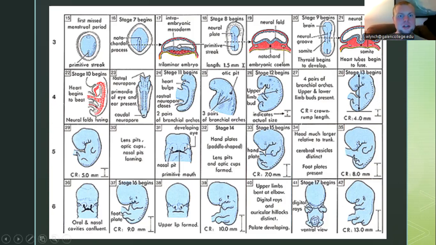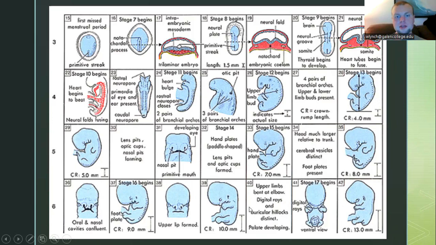Next, we see by day 31, there's a pretty visible developing eye right here. By day 33, we start to see hands at the edge of the limbs here, start to see a hand plate begin to form. Day 37, here, not only do we have a hand plate, but we also have a foot plate, right? And around this same time, we see the oral and nasal cavities begin to form.